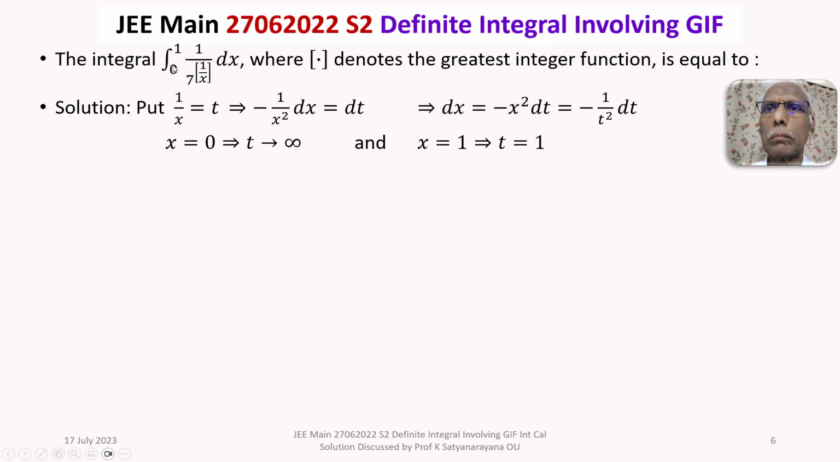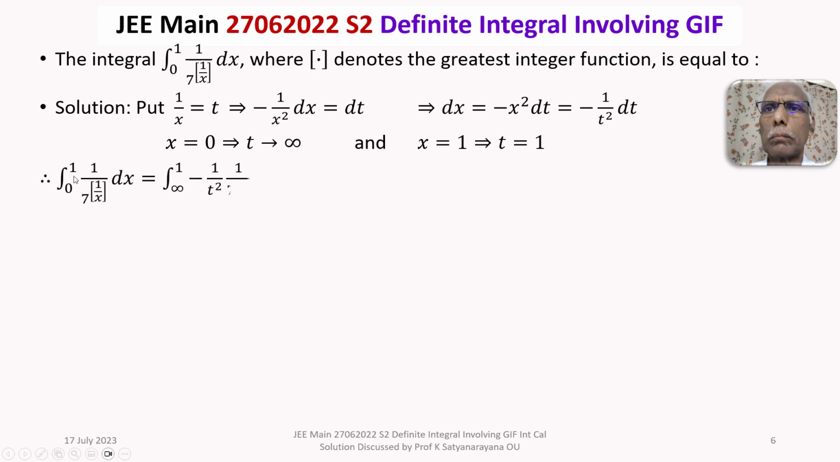Now because this is a definite integral, what happens to the limits? When x is equal to 0, t tends to infinity, since 1 by 0 tends to infinity. When x is equal to 1, t is 1.